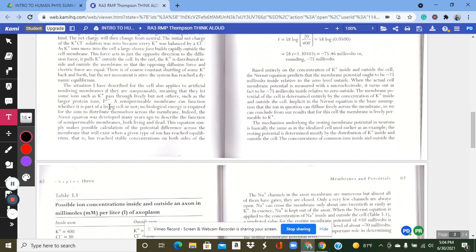Okay. So a semi-permeable membrane can function whether it is a part of a living cell or not. No biological energy is required for the ions to distribute themselves across the membrane.